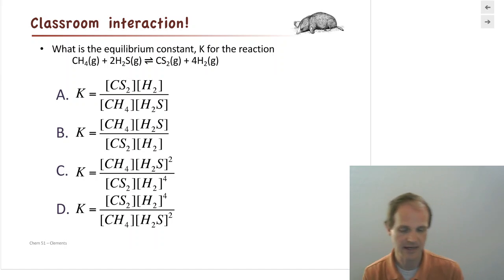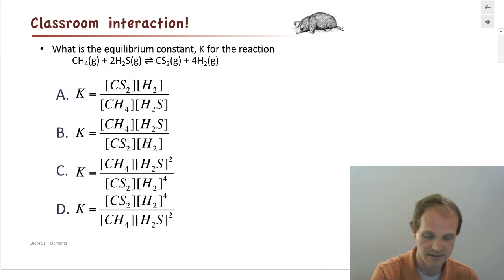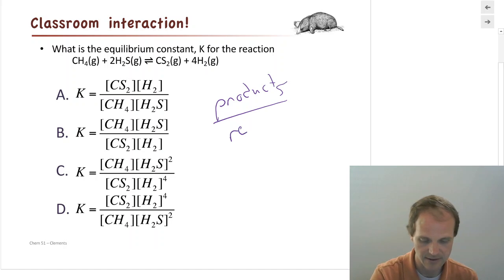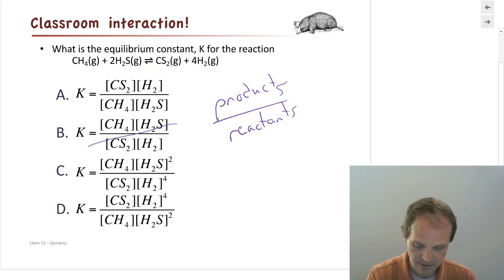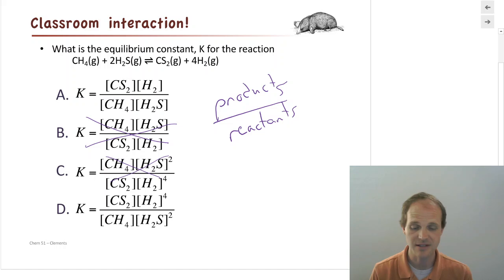Well, hopefully you just looked at it and said, well, it's always products over reactants. Okay, always products over reactants. So my products are CS2 and H2. So that's not it. That's not it. And then raised to their stoichiometric coefficient. CS2 should have a 1.